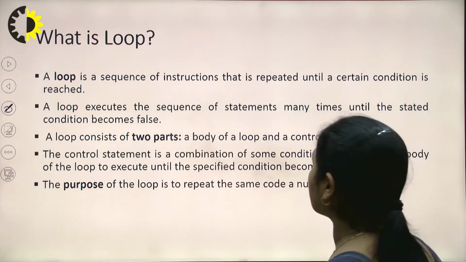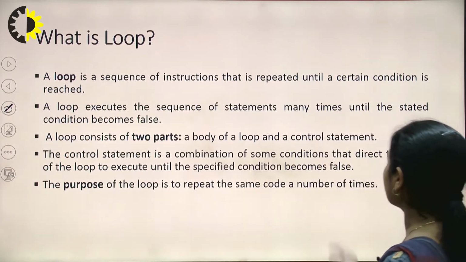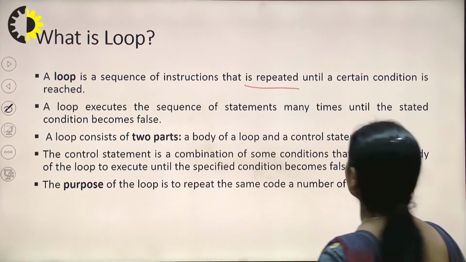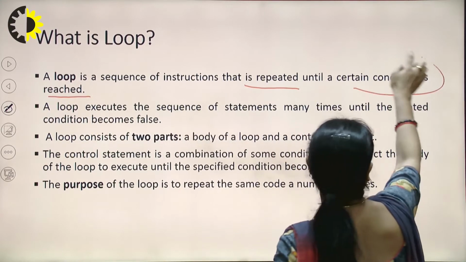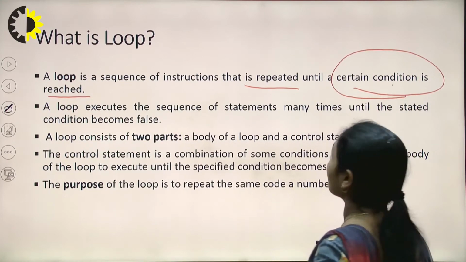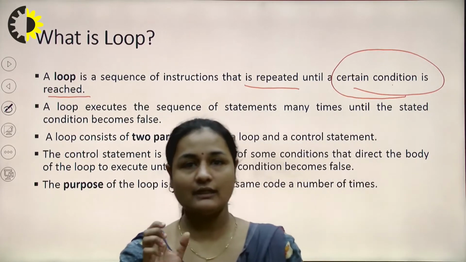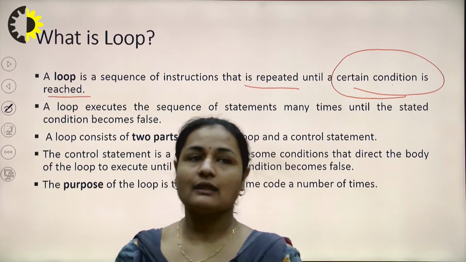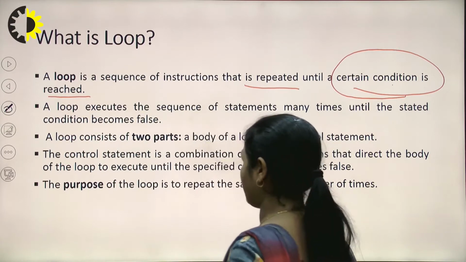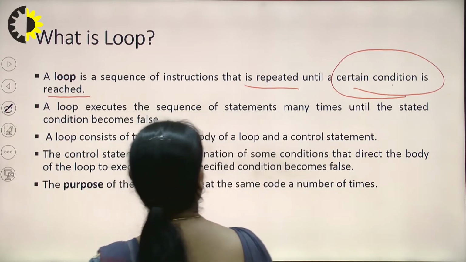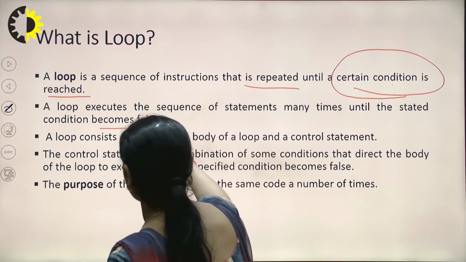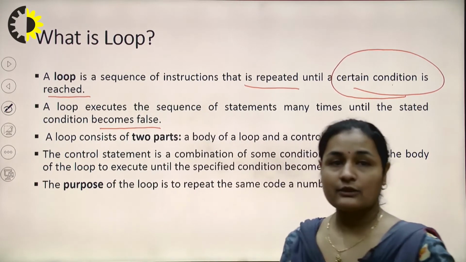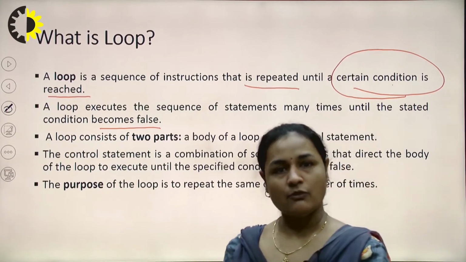A loop is a sequence of instructions that is repeated until a certain condition is reached. In a loop, we use a condition. We always describe a condition, and when the specific condition is met, the loop will execute. A loop executes the sequence of statements many times until the stated condition becomes false. The statements are executed until the condition becomes false.